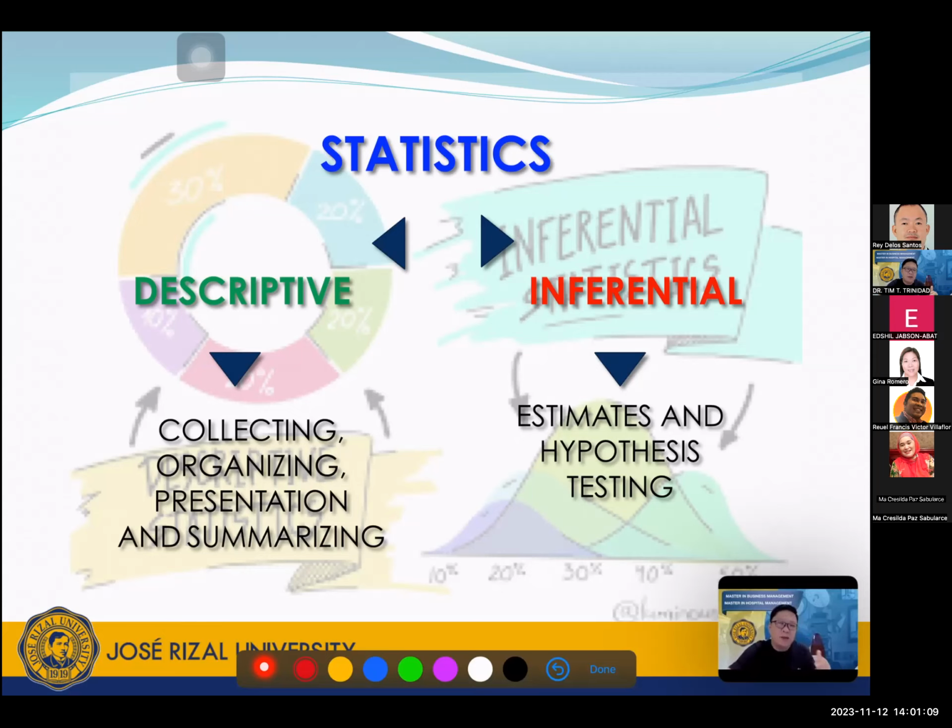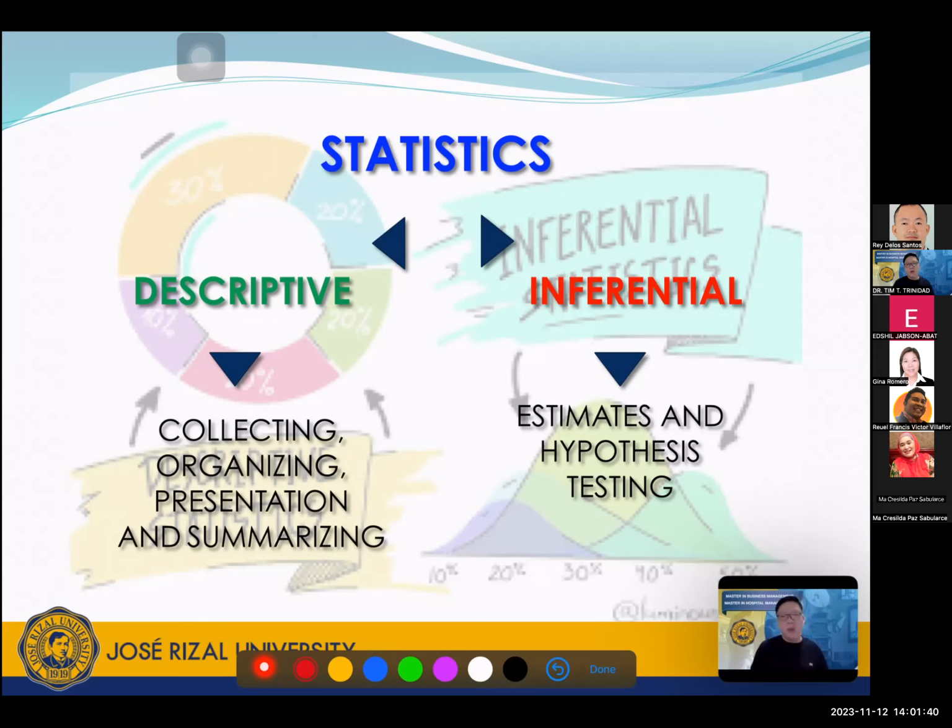The activities or the things that you do in descriptive statistics, or the descriptive way of summarizing your data, is that you just have to collect, organize, present, and summarize what you see in that set of information without making any inference, or without asking if they are related with each other. So what you see is what you get.